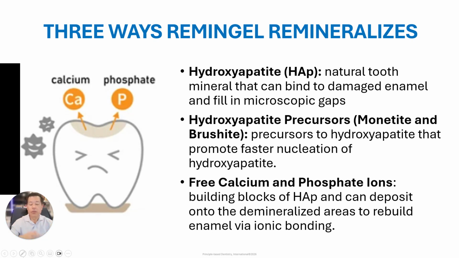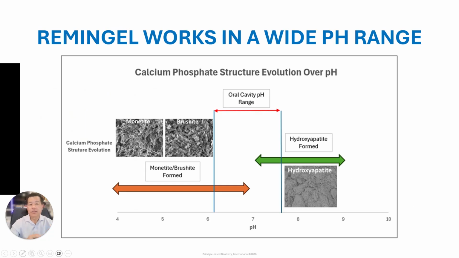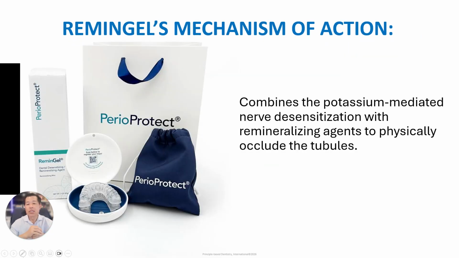and that helps to remineralize demineralized areas. And I know some people are concerned about the shape of the hydroxyapatite, but because we have the precursors, the monetite and the brushite, and we have the calcium and the phosphate, and we have hydroxyapatite, it doesn't matter what pH is in the mouth, we can, with the Remin gel, help to remineralize the teeth.